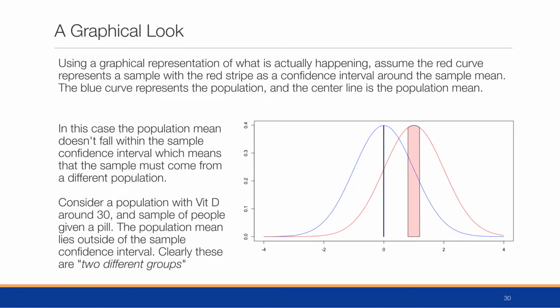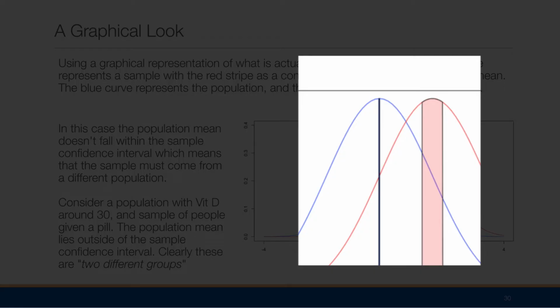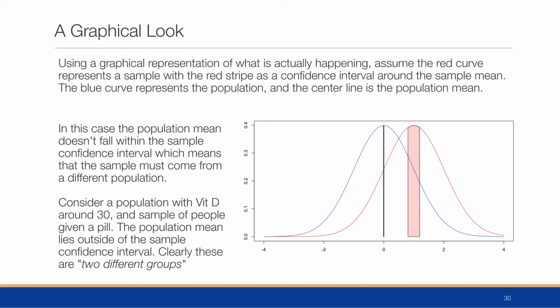Using a graphical representation of what's actually happening, assume the red curve represents a sample, with the red stripe as its confidence interval around the sample mean. The blue curve represents the population, and the center line is the population mean. Now note, that's going to be a lot smaller because there is no confidence interval around a population mean. It's only around the sample. In the case that the population mean doesn't fall within the sample confidence interval, it means that the sample must have come from a different population. It has an entirely different curve. It's shifted, and it may look a little bit different, but it is definitely coming from a different population.